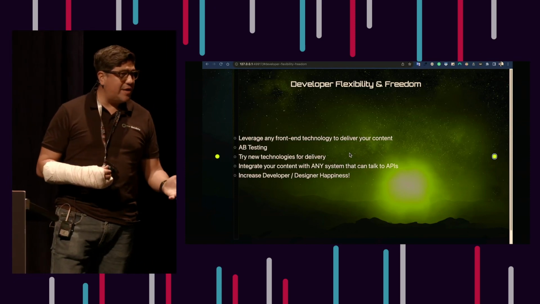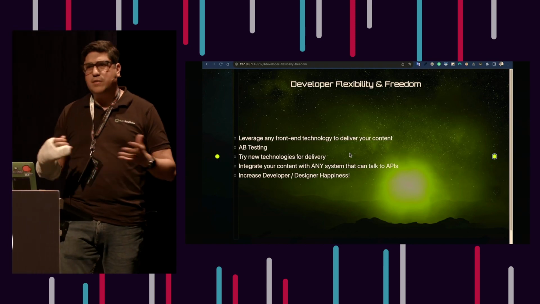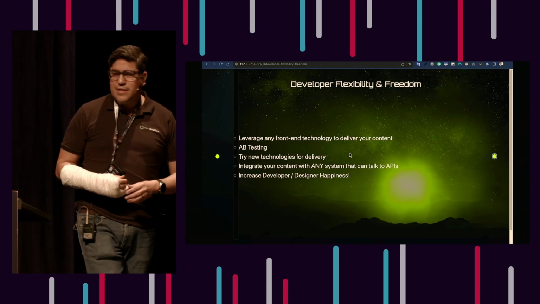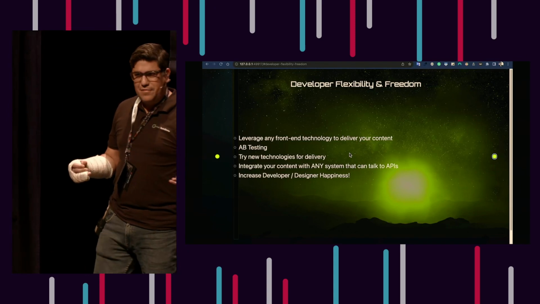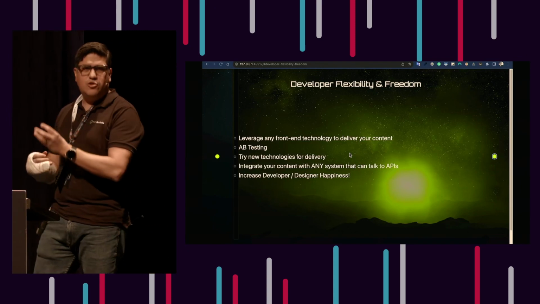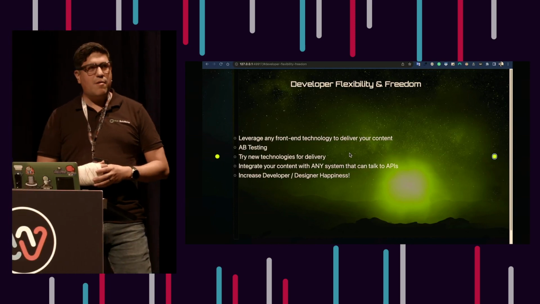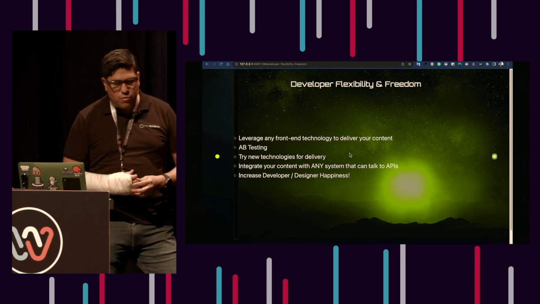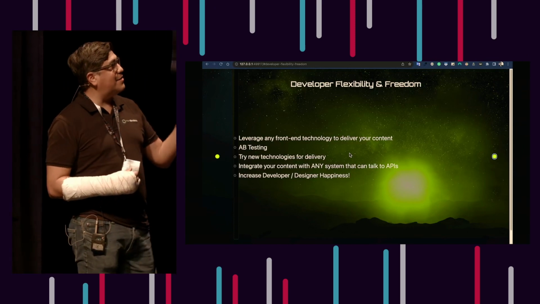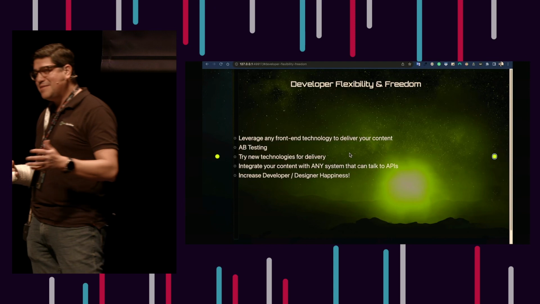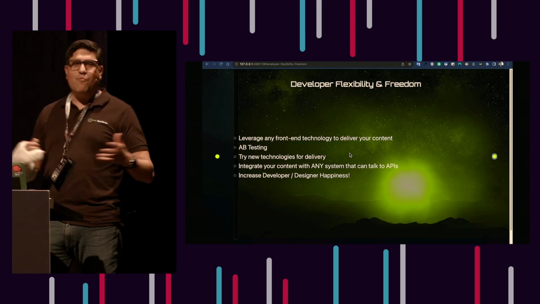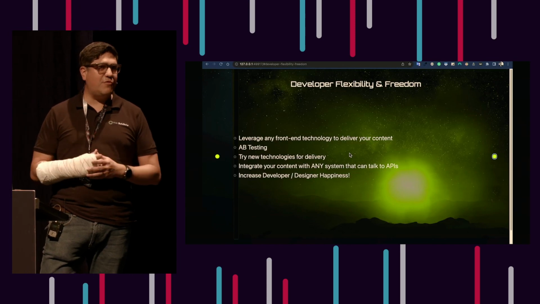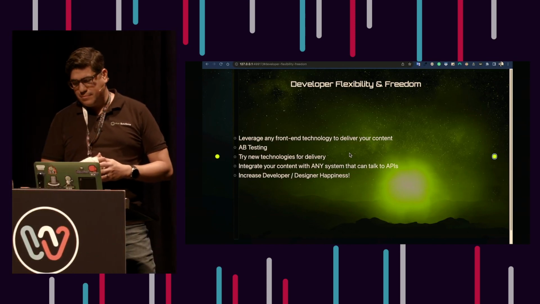Okay? You can try new things. You can do A/B testing with different types of content delivery platforms. You can try new technologies, right? You can integrate content even with a database. We've done it just from a database, consuming from our API, from basically populating a database with content. So this has really increased our developer happiness and designer happiness, where they can basically have more freedom and test things out and enjoy tapping into the content.